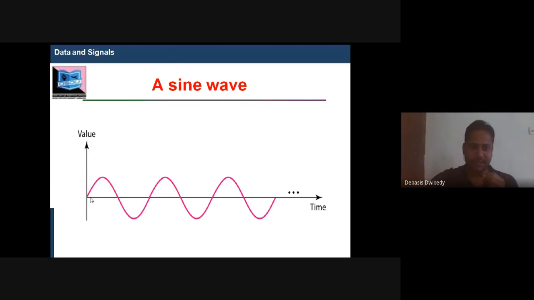After that, mark another thing in this signal: there is some height, the signal reaches some height.